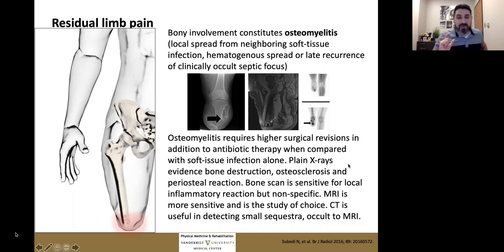So osteomyelitis requires higher surgical revision in addition to antibiotic therapy when compared with soft tissue infection alone. This is why we really care. Things are very close to the bone a lot of the time. So treat these things seriously. Obviously, take pictures, send them to their referring provider, and basically be like, hey, heads up, what do we do? You want to see them? Should they be on my radar? I'll get them back in next week.